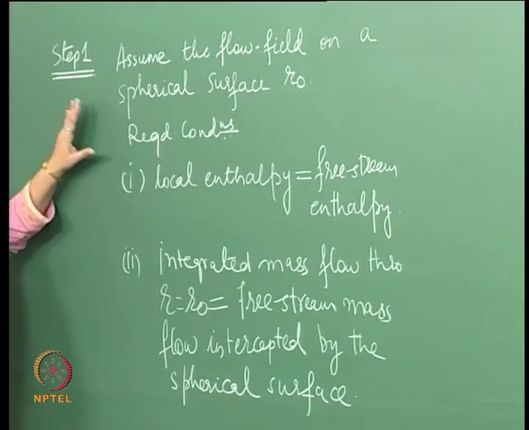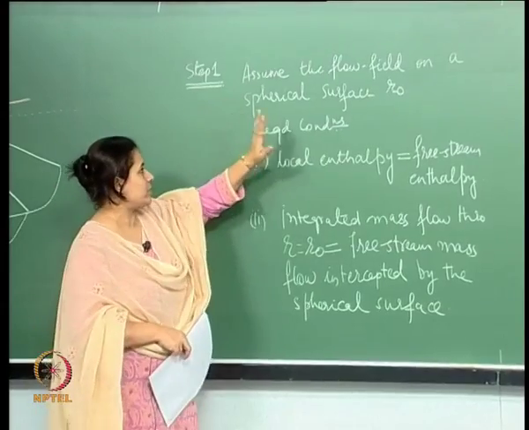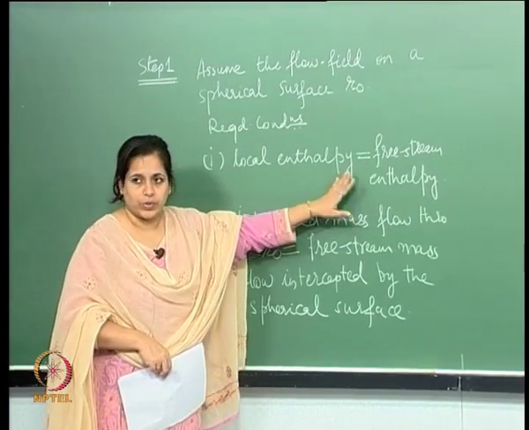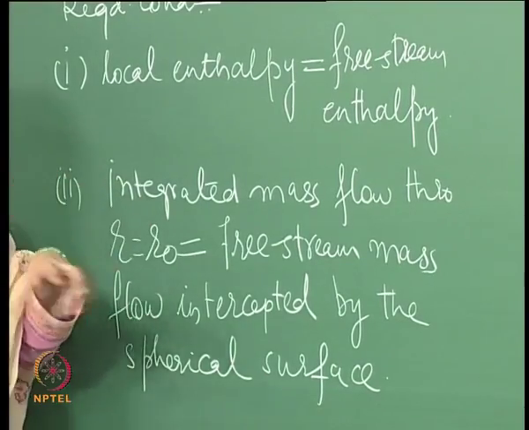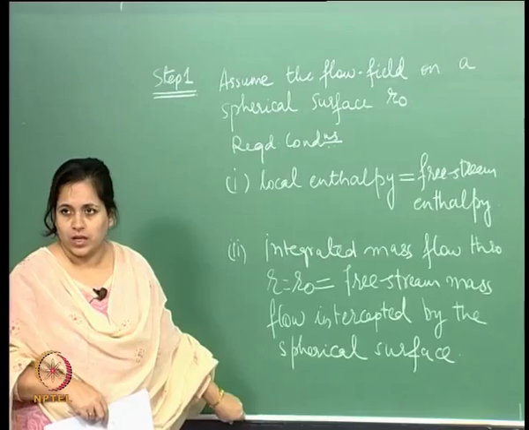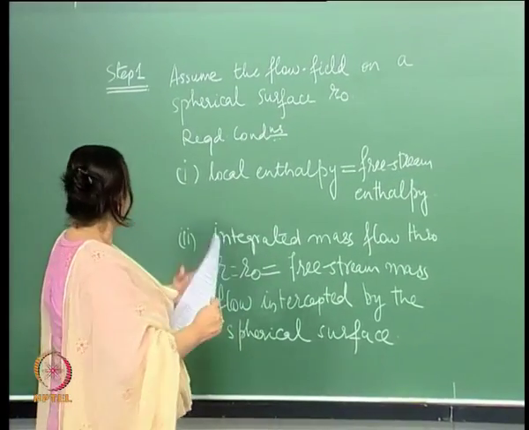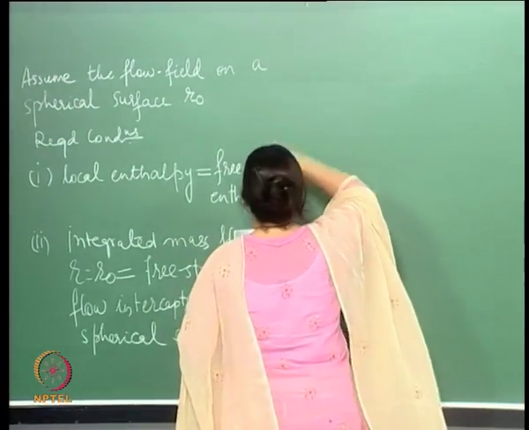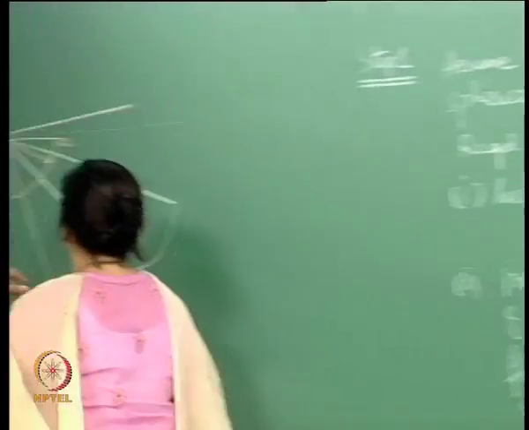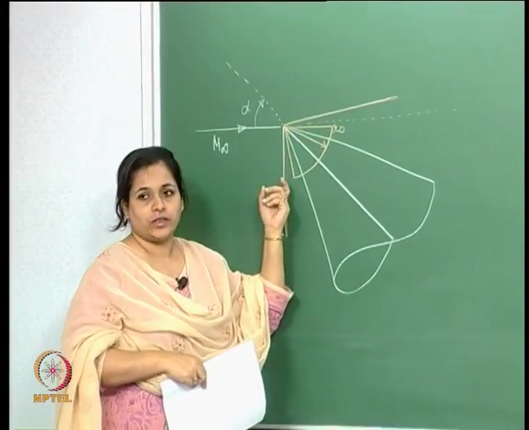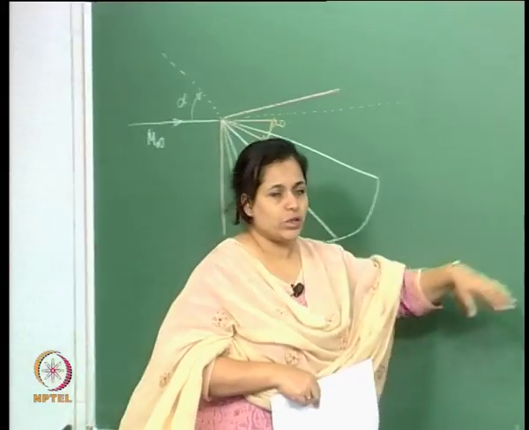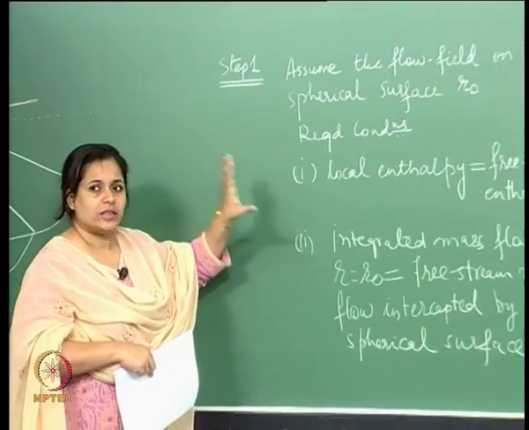So, this is non-conical, and the flow field that you assume on r equal to r0 can be arbitrary, but number one, local enthalpy should be equal to the free stream enthalpy, and secondly, the total mass flow through this cone should be equal to the free stream mass flow intercepted by this conical surface. Now, next is step 2. Step 1 basically consists of beginning by assuming a conical surface within the shock and the body and assuming the flow on it, which can be arbitrary, but these two conditions should hold. So, that takes care of your step 1.